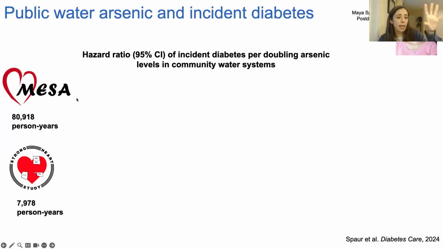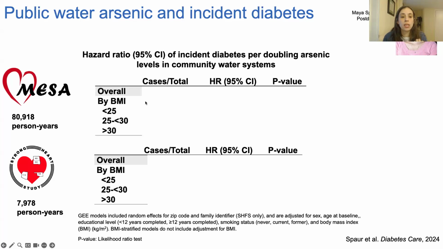And so here, again, MESA is our urban cohort. So we have participants in urban and semi-urban areas across the US in a multi-site cohort. Strong Heart Study is a rural cohort of all American Indian adults from 3 different study sites. And here, I'm going to show you the hazard ratio of incident diabetes for a doubling of arsenic levels in community water systems.